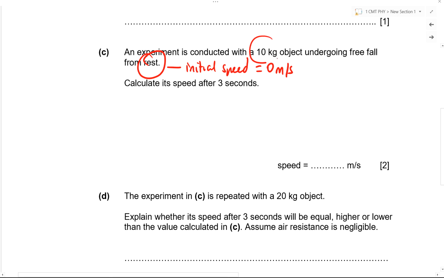Does this 10 kg actually matter? Do you think the 10 kg affects the speed after 3 seconds? Does it? All that we have been talking about just now, acceleration due to free fall, 10 meters per square second, no longer on the board, already over here. G equals to 10 meters per square second means that every second the speed increases by 10 meters per second.